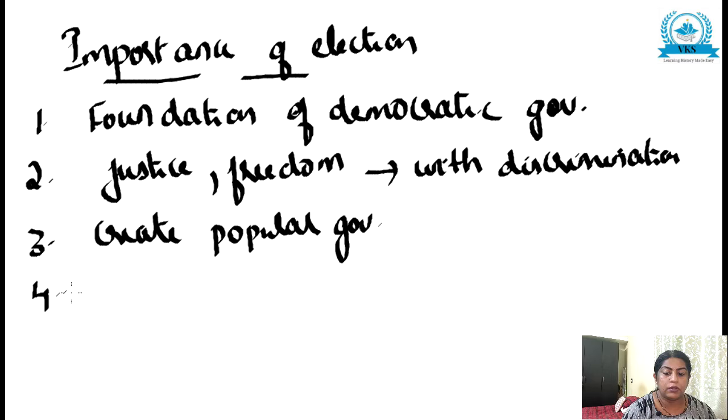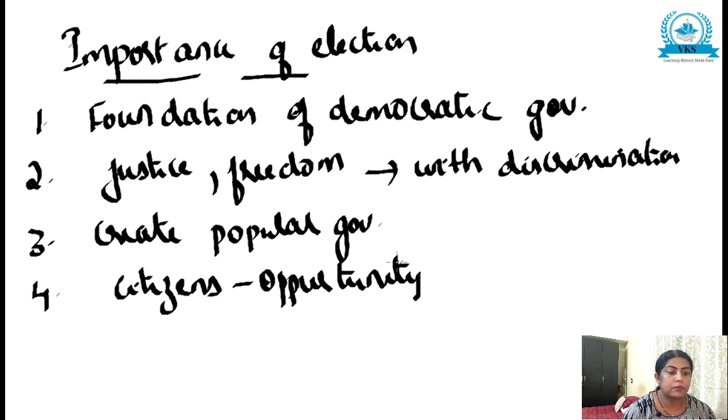The fourth importance, it gives citizens an opportunity to have one's voice heard and a choice by which one should be governed. So citizens have the choice in election to make their voice heard, and they can choose the political party which they favor. Here citizens are given an opportunity, and it enhances the self-respect and dignity of citizens to realize their importance in forming a government.